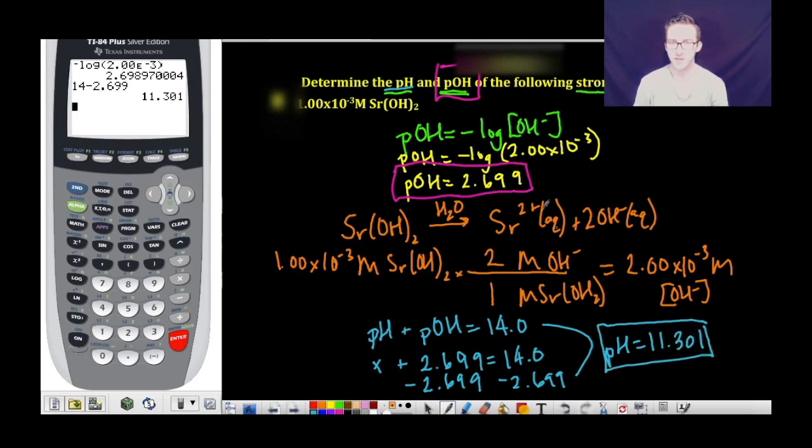11.301. Again, these values make sense because I'm working with a base. I should have a low pOH value and a high pH value.